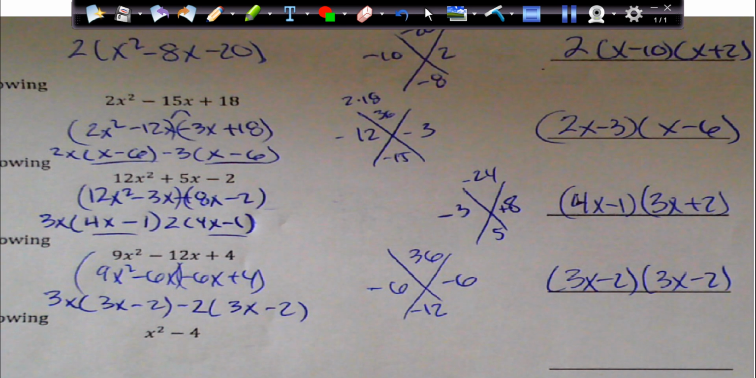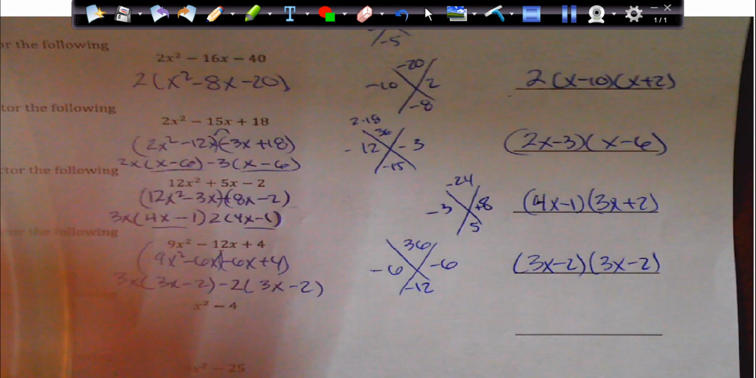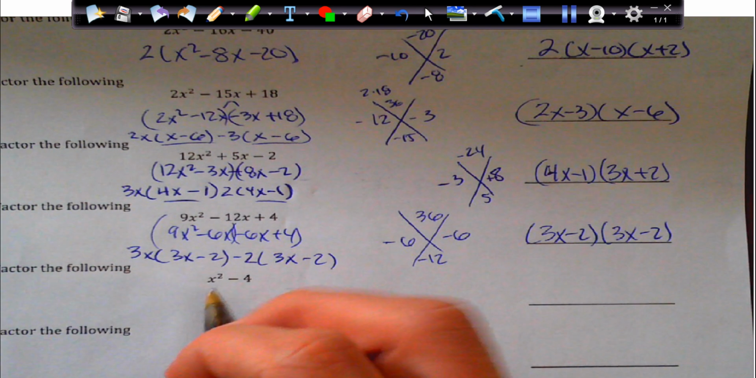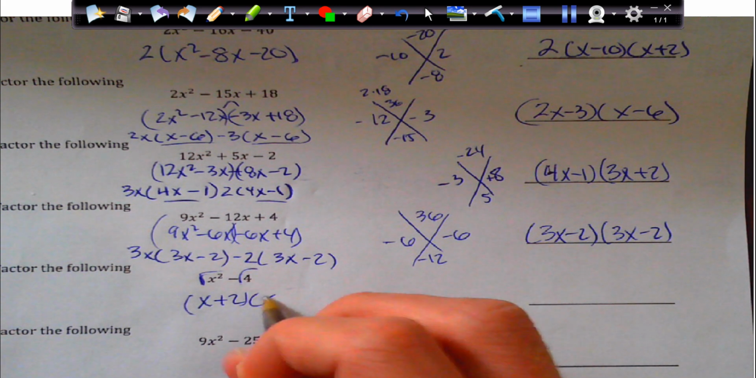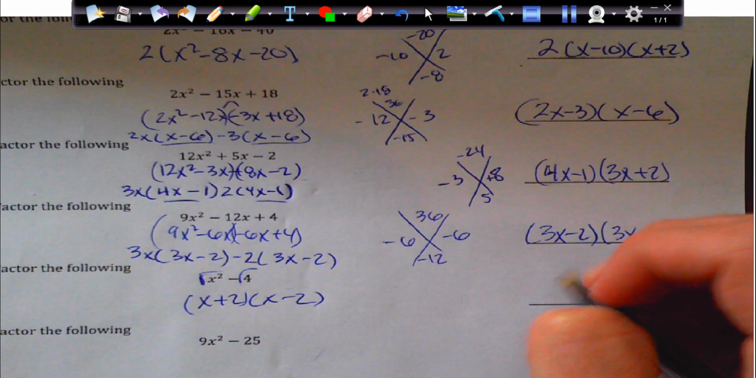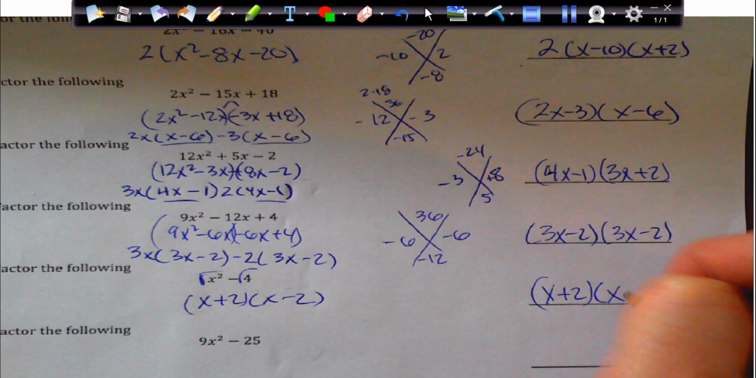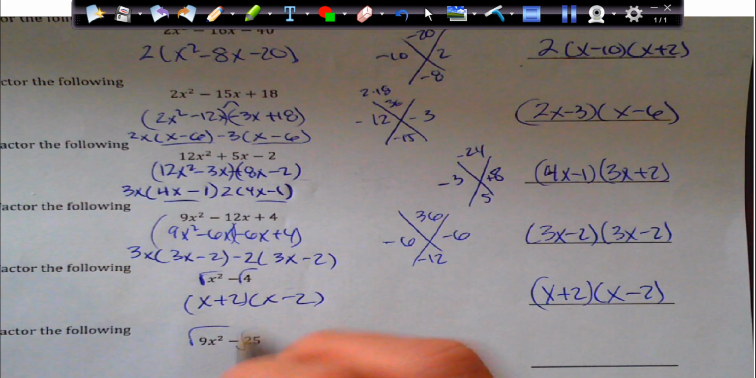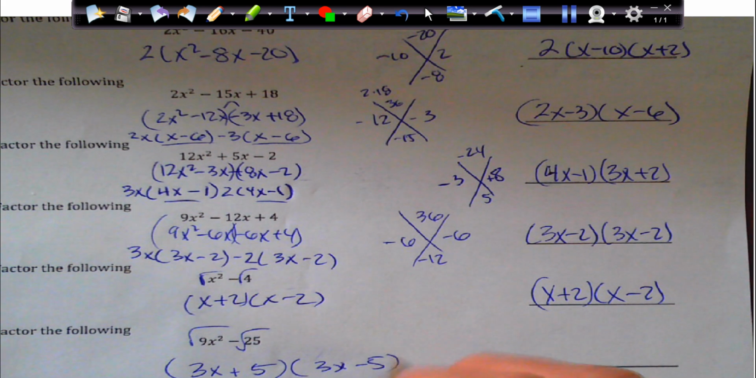Ooh, perfect square trinomial. Okay. These are difference of perfect squares. The best thing is to square root these and get x and 2, and then just give it the opposite one. So that's x plus 2 and x minus 2. Same thing here. These are perfect squares, so square root of 9 is 3x, and this is 5. So do the plus and do the minus.